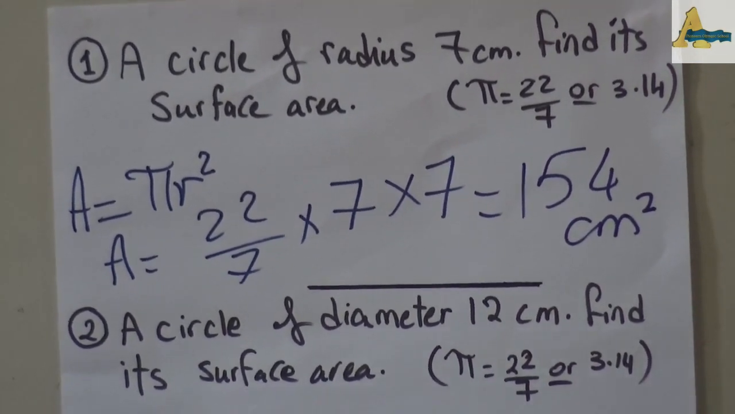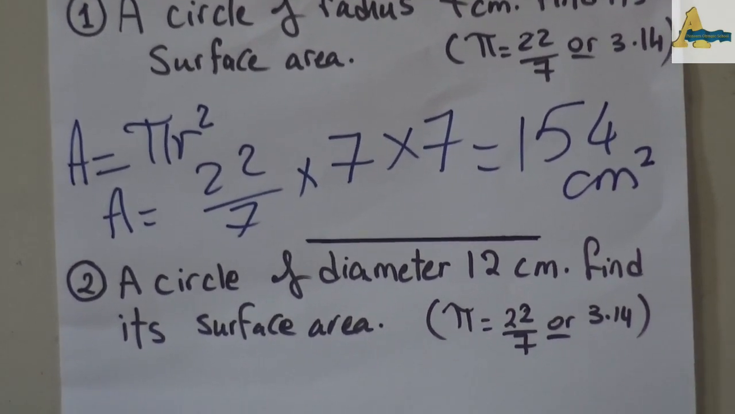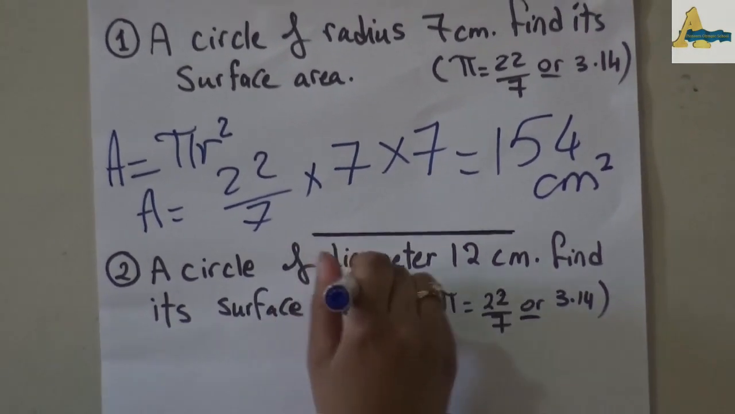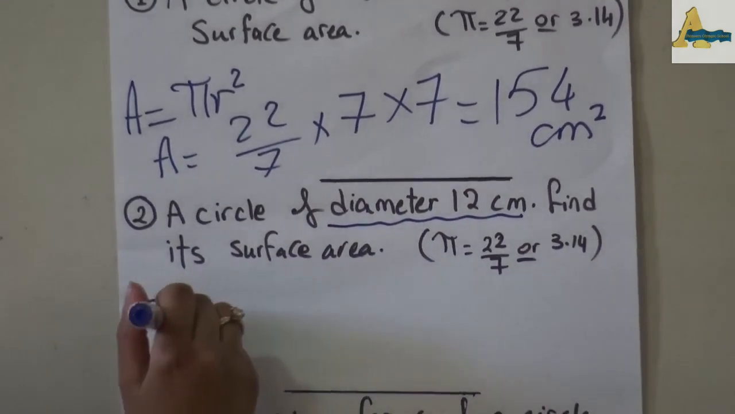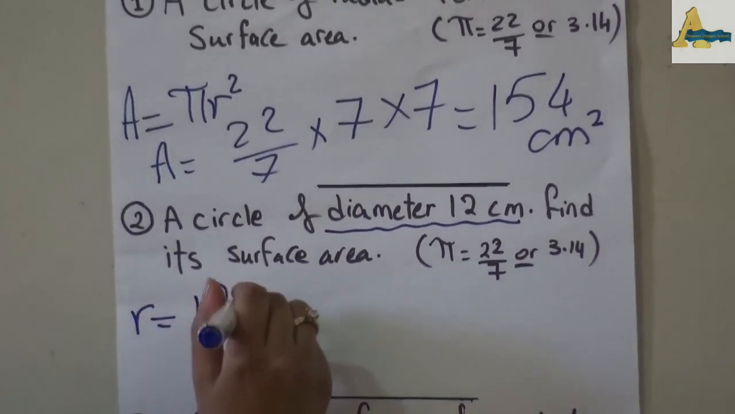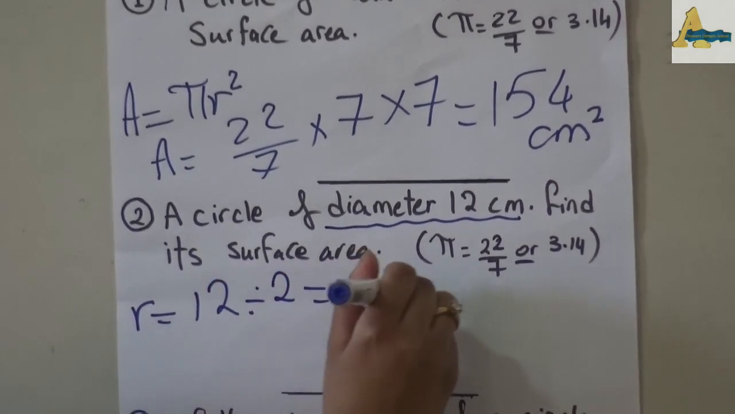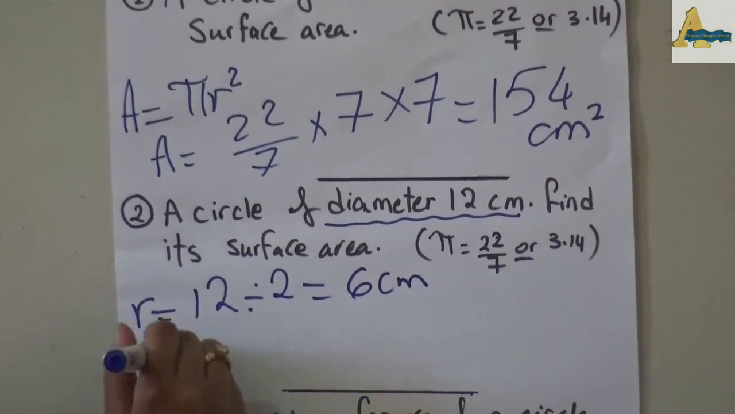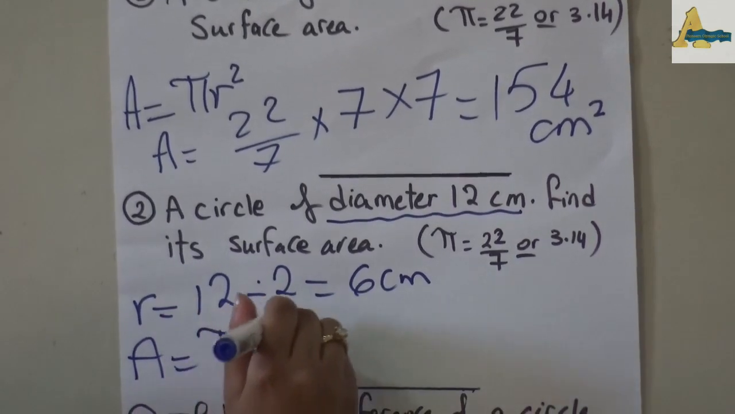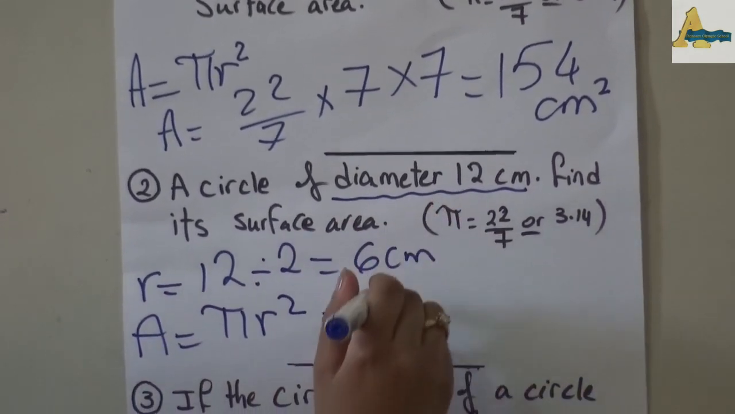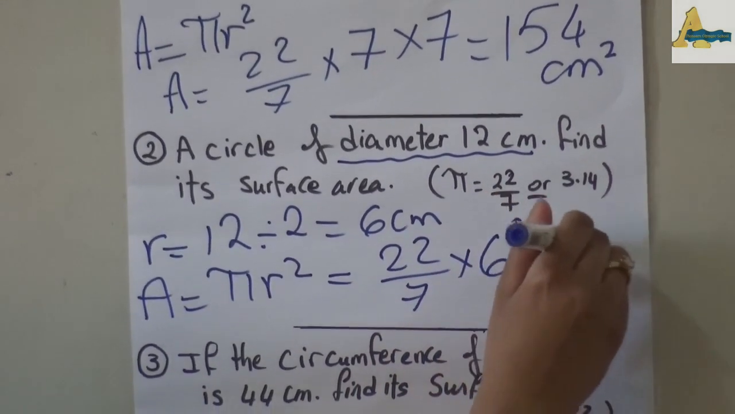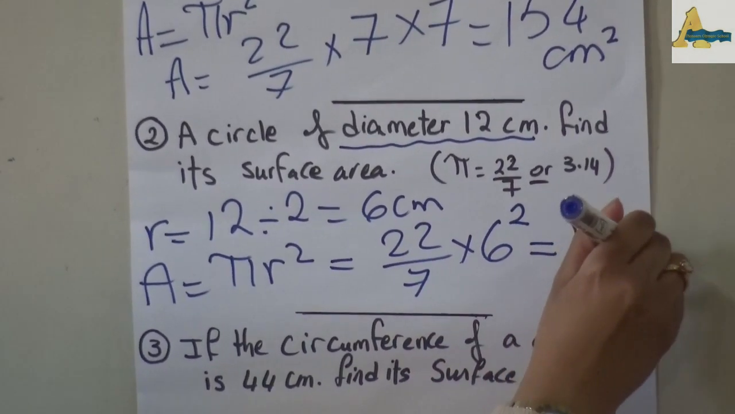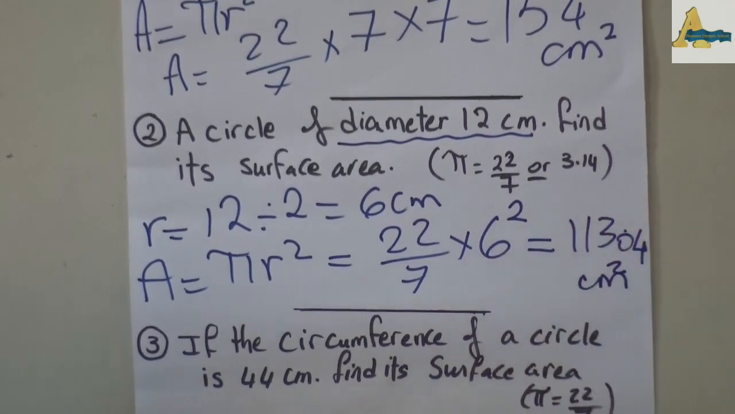And here we have number 2, a circle of diameter 12 centimeter, find its surface area. Never use the diameter. We have to calculate the radius. We said that the radius is half the diameter. It will be divided by 2. Here it will be 6 centimeter. The rule first, pi r square. It will be 22 over 7 times 6 power 2. It will be 113.04 centimeter square.